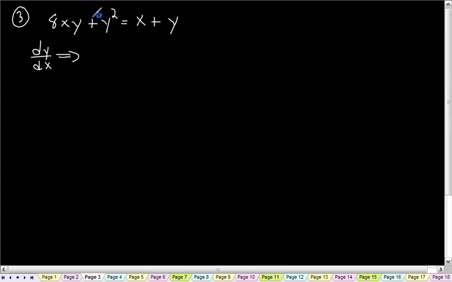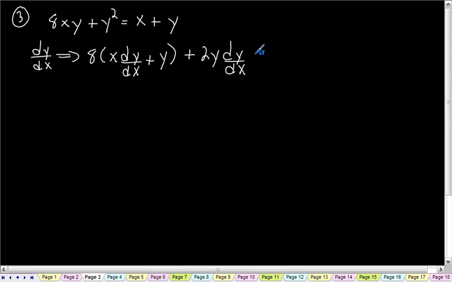This is a product rule. So this is 8 on the outside. First times the derivative of the second, which is dy/dx, plus the second, which is y, times the derivative of the first, which is just 1. That's that part here. This part is the derivative of this, which is 2y, and then the derivative of the inside, which is dy/dx. Derivative of y is always dy/dx. The derivative of x is 1. The derivative of y is dy/dx.